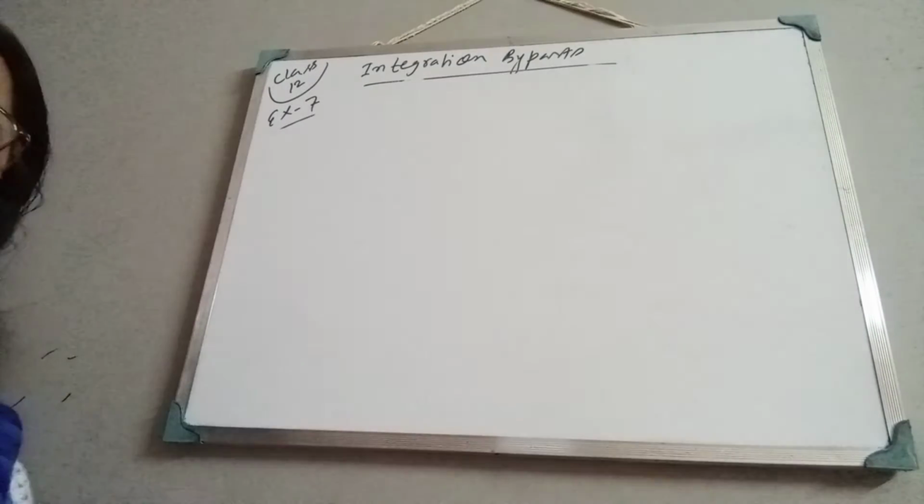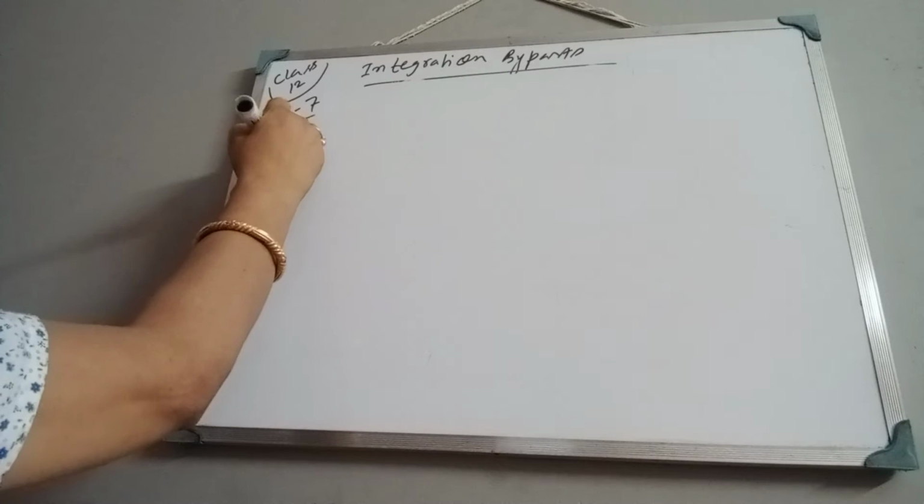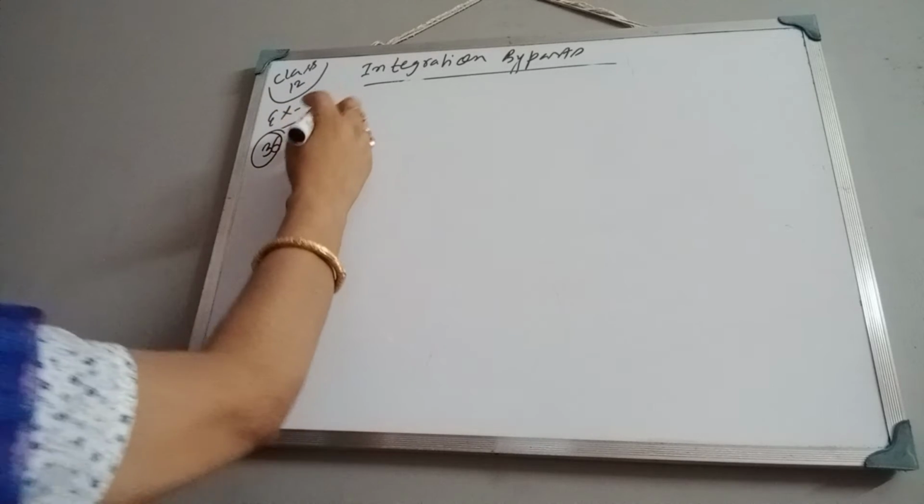Class 12, let us continue the chapter. Only one sum left, and after that I will just make clear one conception regarding antilog. Let me complete the chapter first. Now sum number 36.